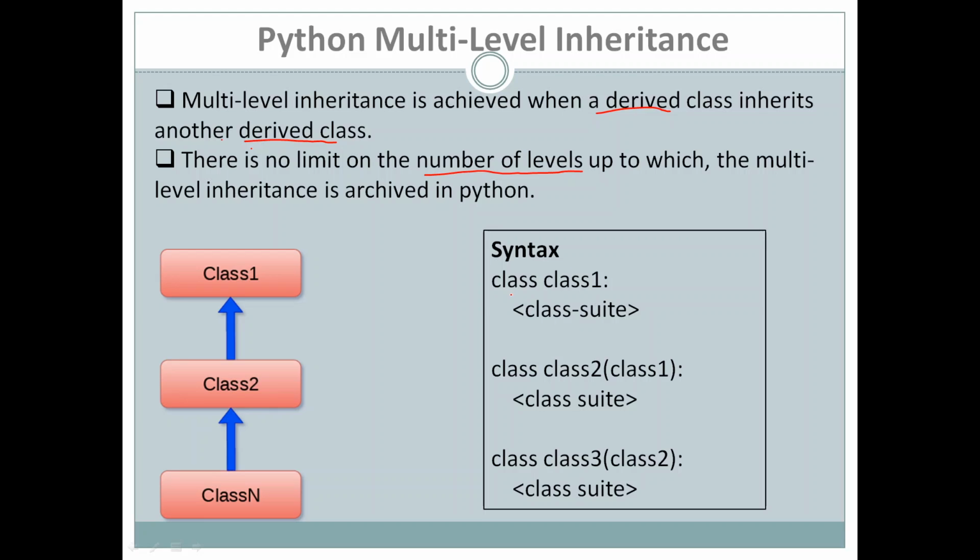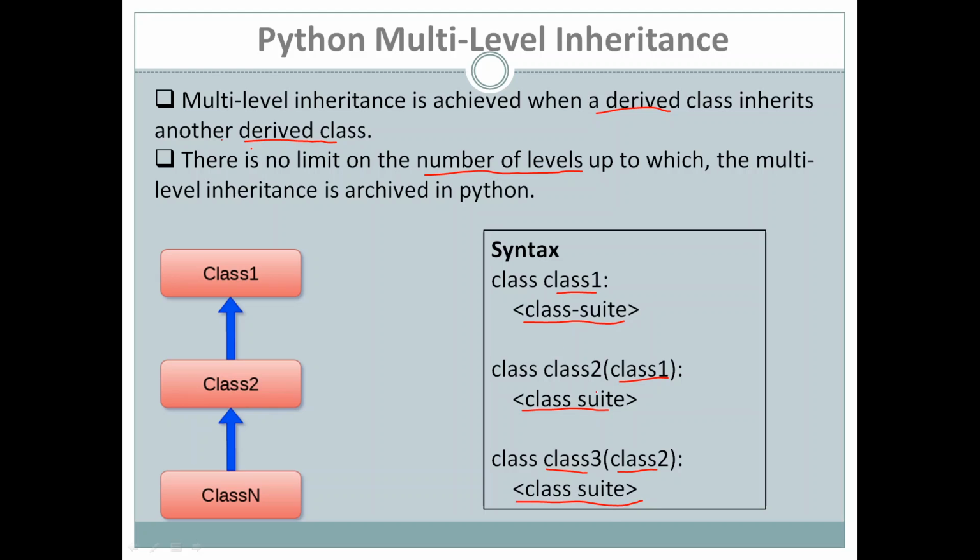You can see the syntax is class, say class 1, and it has the body, the class root. It contains some statements. Consider it is having some methods and variables defined. Then we have class 2, and class 2 is inheriting class 1, and class 2 also contains its own variables and methods. Then we have one more class, class 3. Class 3 is inheriting class 2, and class 3 also contains its own body, its own methods and variables.